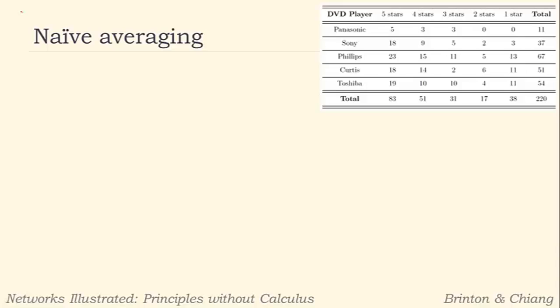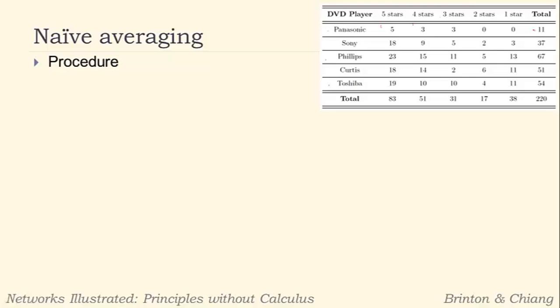Let's consider a set of 5 DVD players that were taken from Amazon on some day in 2012. What's shown here is the name of the DVD player, or the manufacturer: Panasonic, Sony, Philips, Curtis, and Toshiba, as well as the number of reviews in each star category for each DVD player. So the Panasonic, for instance, had 5 5-star reviews, 3 4-star, 3 3-star, and so forth. At the end of each row, the totals are added up, so we can see the total number of reviews for the Panasonic is 11, and so forth. So we can use this table to run through the average rating computation.